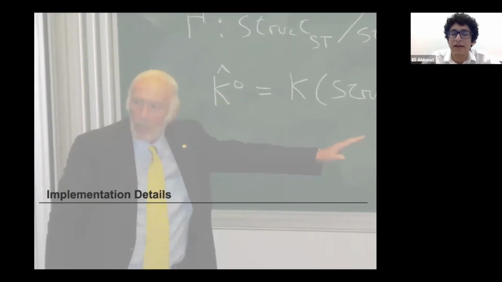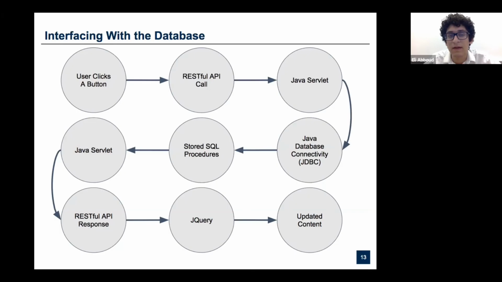Now let's look at the details behind our implementation. From the 10,000-foot level, basically what happens is that when a client requests a particular page, that request is translated into a RESTful API call. This call is received by our Java servlet, which leverages the JDBC library in order to connect with our database and call a stored procedure.